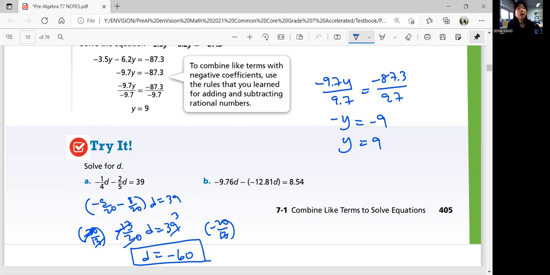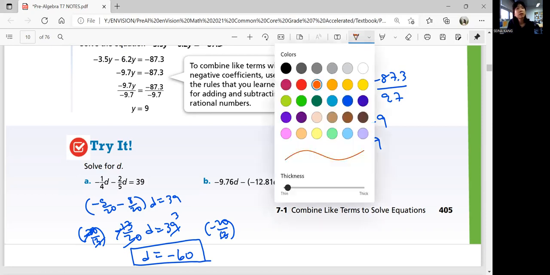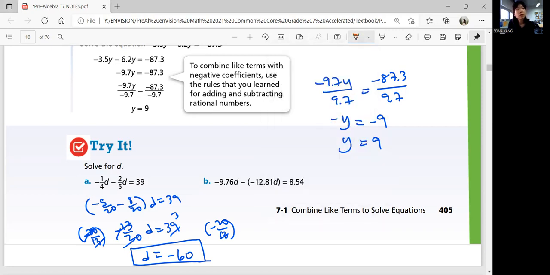What about the D in part B? Since the variable is the same, let's change the color. Okay, these are like terms, but before you add, can you simplify these? There's a parenthesis, so let's get rid of the parentheses. You can't just get rid of the parentheses and say, oh, that's negative 12.881D. You have to multiply the negative out to the parentheses, okay?